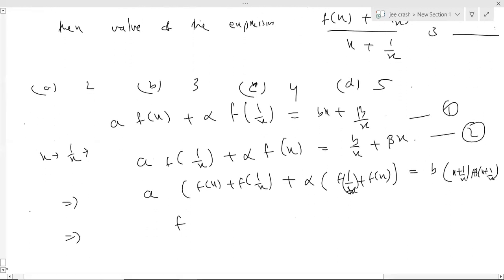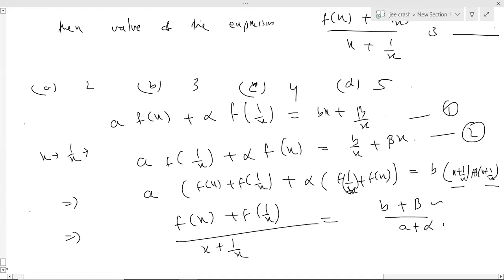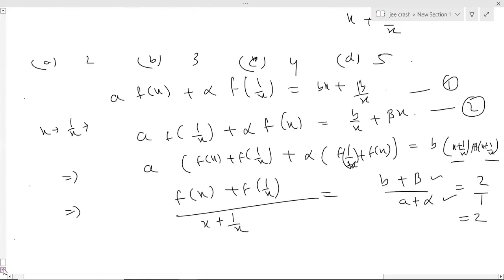So here we can take common f of x plus f of 1 upon x, and here also taking common and throwing this side, so x plus 1 upon x will be b plus beta upon a plus alpha, and they have already given the values for this, right? Yes, sir. 2 upon 1, which is 2. In this type of questions, always do this, you'll get the answer. Clear?